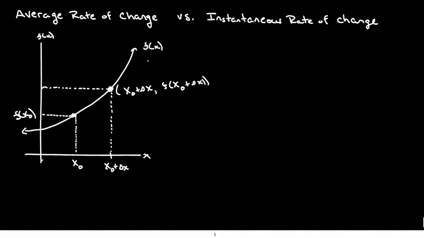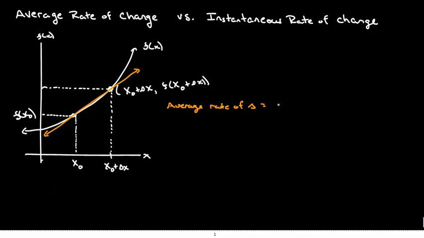is given by this line. It's given by the slope of that line. So the slope of this line between 2 points is called an average rate of change. So the average rate of change of my function is going to be equal to the slope of this line.